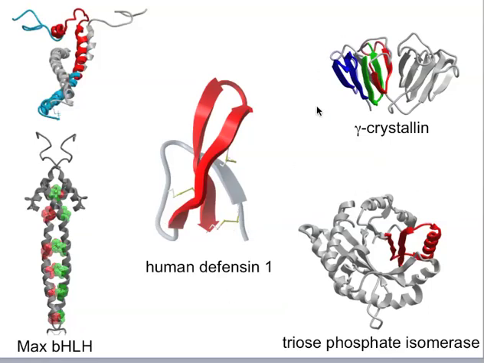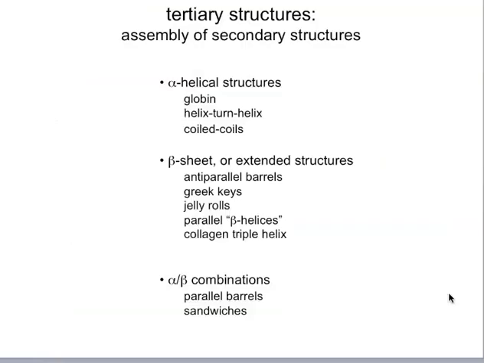Here's that Greek key motif that I mentioned before, and I'll come back to that again. And here is triose phosphate isomerase showing us the beta-alpha-beta motif, in which we can assemble not the antiparallel beta strands that we saw in human defensin 1, but parallel beta strands. Okay, so those are those super secondary structural motifs.